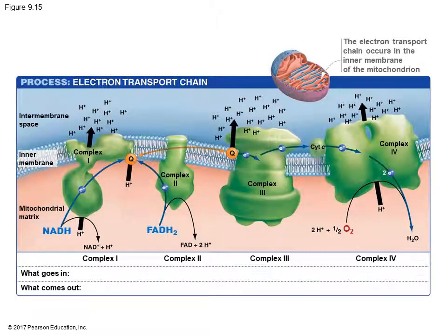So in this diagram, you can see that complex 1, 3, and 4 are actually like little pumps, and these pumps are pumping out protons on one side of the inner membrane. And so now we've established a proton gradient. And this energy came from the movement of all of those electrons that were released from NAD and FAD.